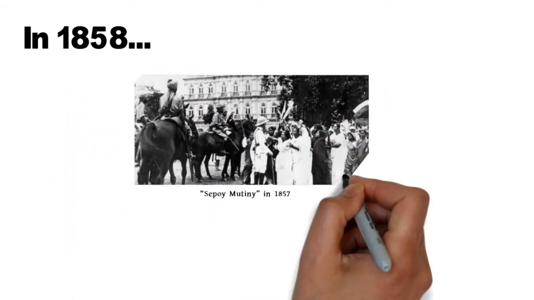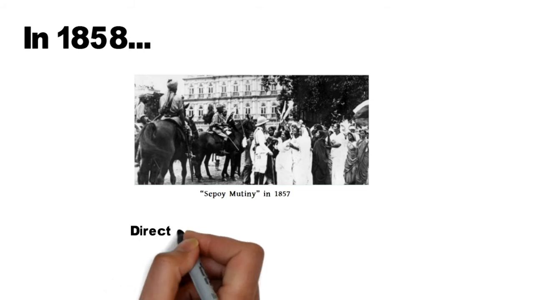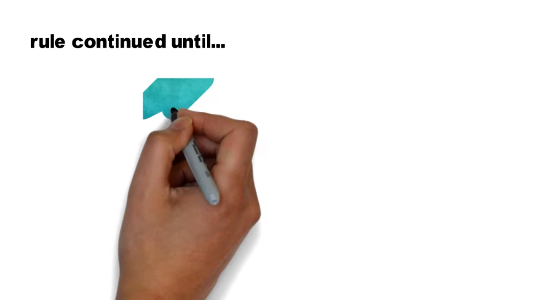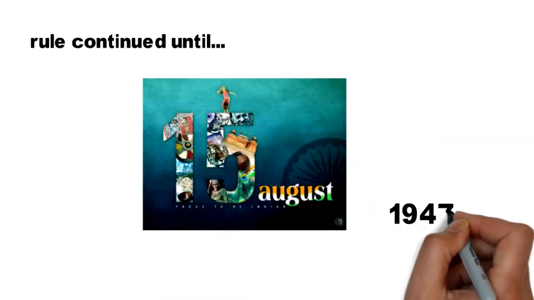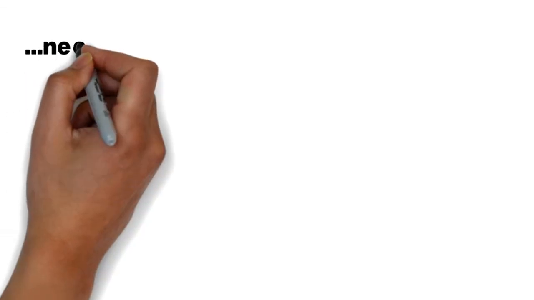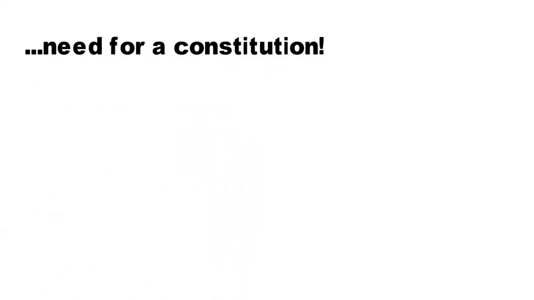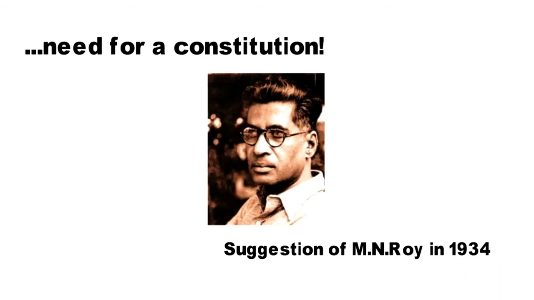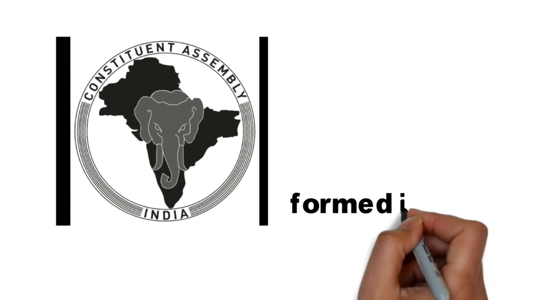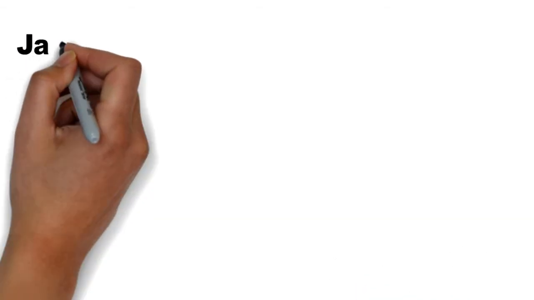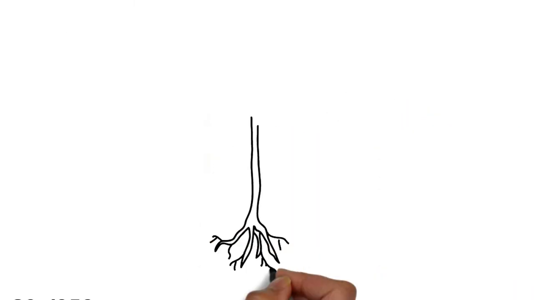In 1858, in the wake of the Sepoy Mutiny, the British Crown assumed direct responsibility of the governance of India. This rule continued until India was granted independence on 15th August 1947. With independence came the need of a constitution. As suggested by M.N. Roy in 1934, a Constituent Assembly was formed for this purpose in 1946, and on January 26, 1950, the Constitution came into being.